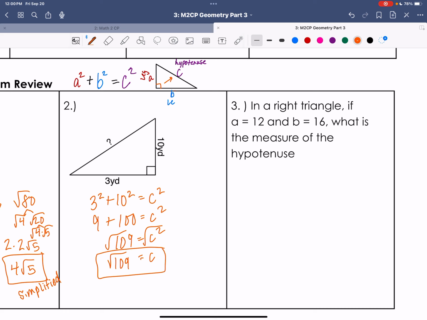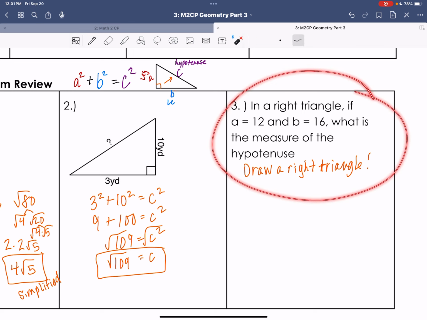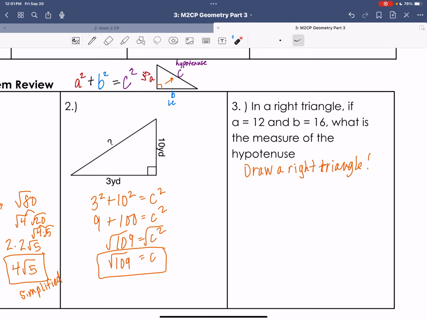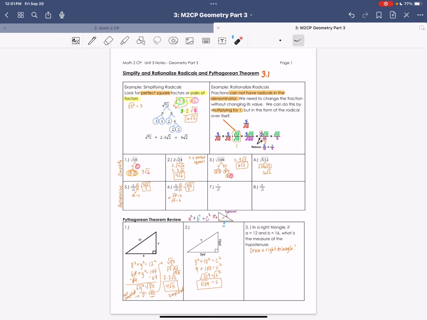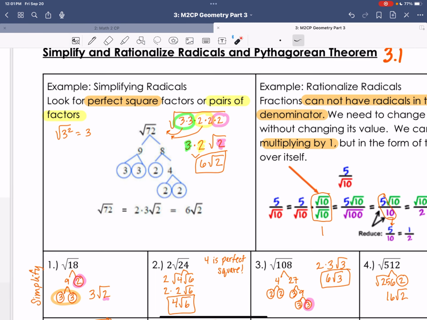All right, I want you to try this. Here's your hint, draw a triangle. All right, so that's your hint. And then you're going to go ahead and finish this problem and simplify the radical. All right, and then that is how we do simplifying radicals.